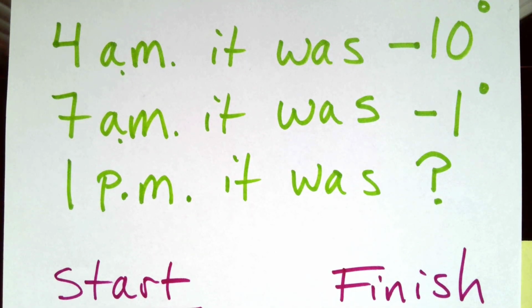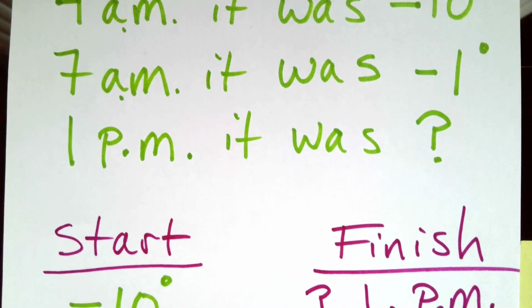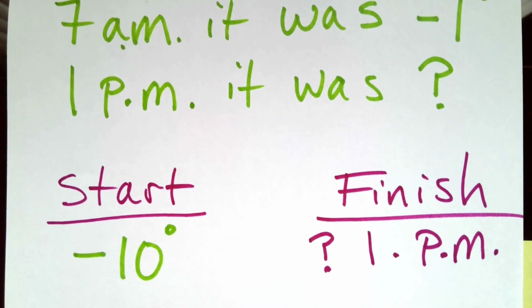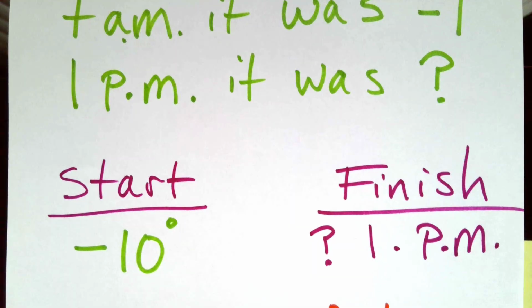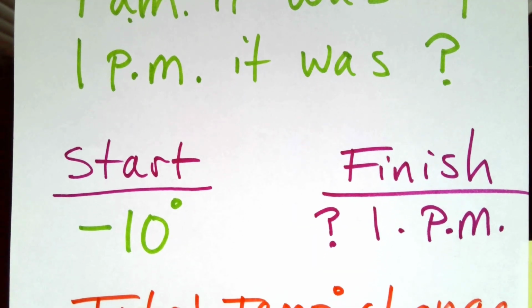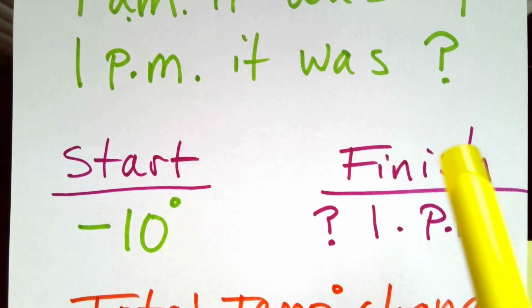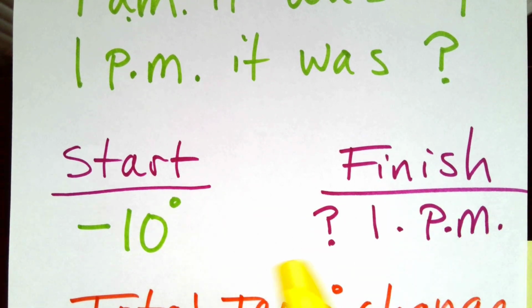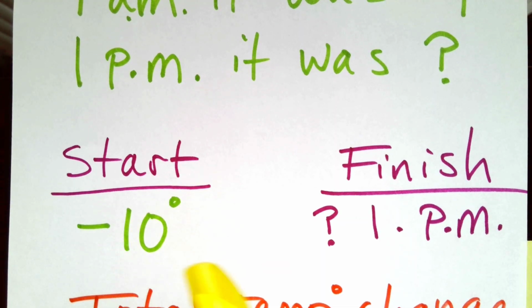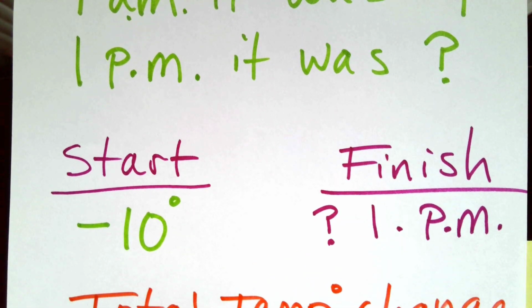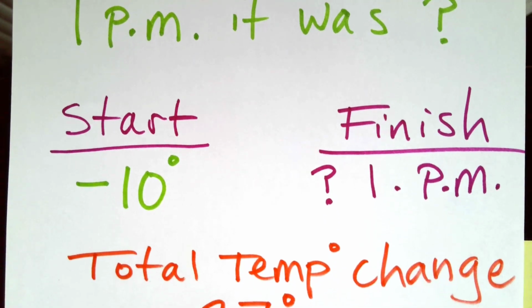So, again, we're not looking for the total number of degrees of change. We are looking for the temperature. So we started at negative 10. We want to know the temperature when we finish at 1 p.m. Remember, we started at 4 a.m. What's the temperature at 1 p.m.? So let's take a look.